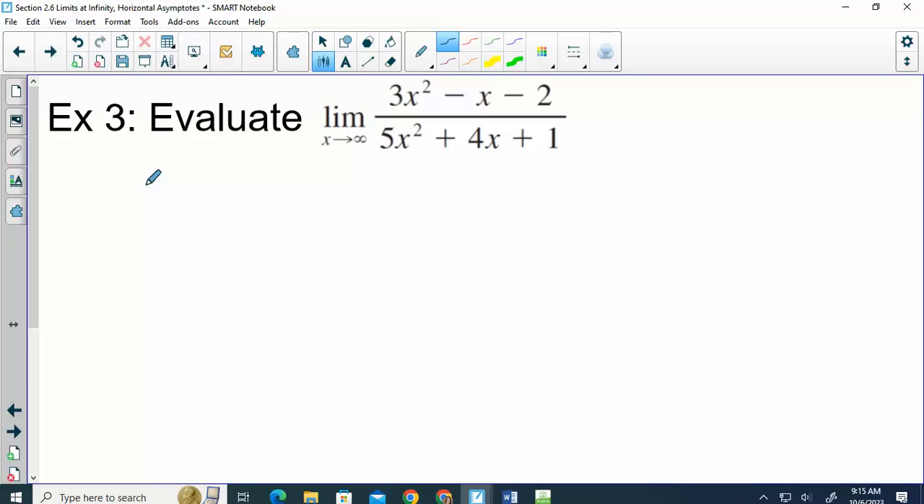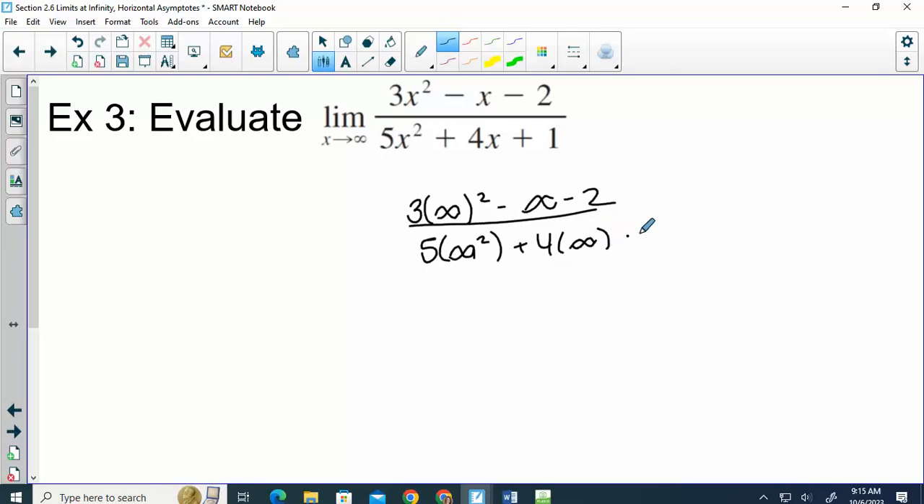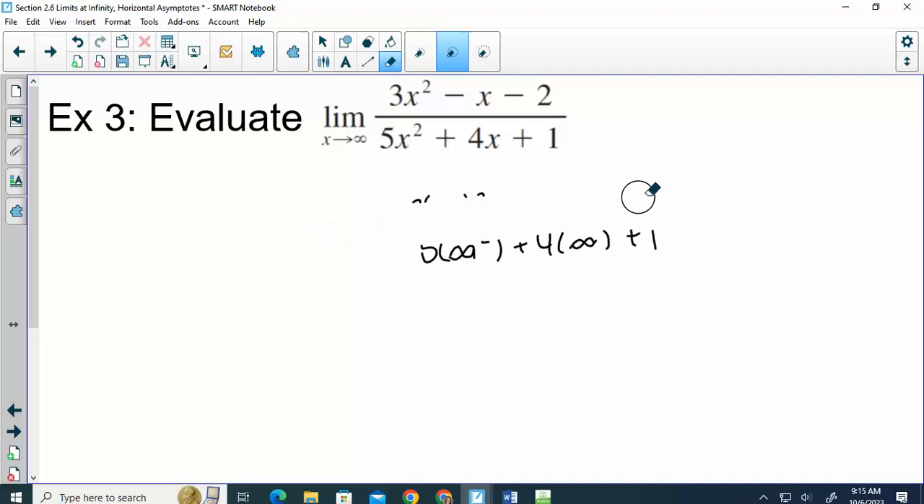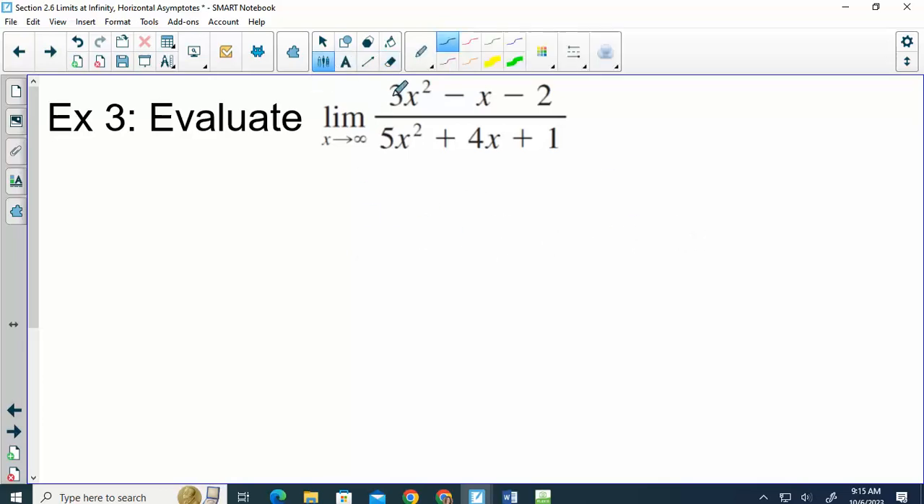If I just tried to plug in infinity, that's not really very helpful at all. I would get 3 times infinity squared minus infinity minus 2, over 5 times infinity squared plus 4 times infinity plus 1. Does that even make any sense? No. So we can't reason through this at all. But let's try to see if we can figure out what it would go to. So we know we can use algebra tricks, right? We can try to cancel things, but there is a really simple trick that's very effective here.